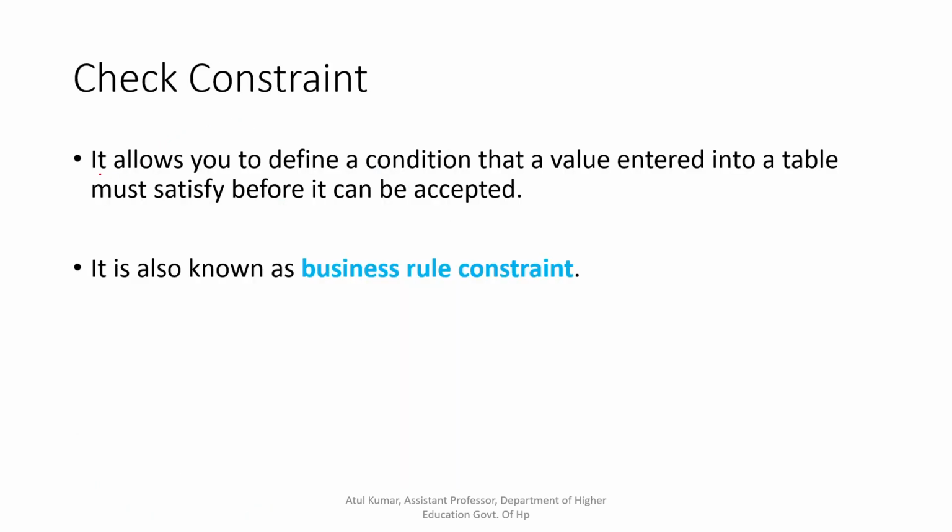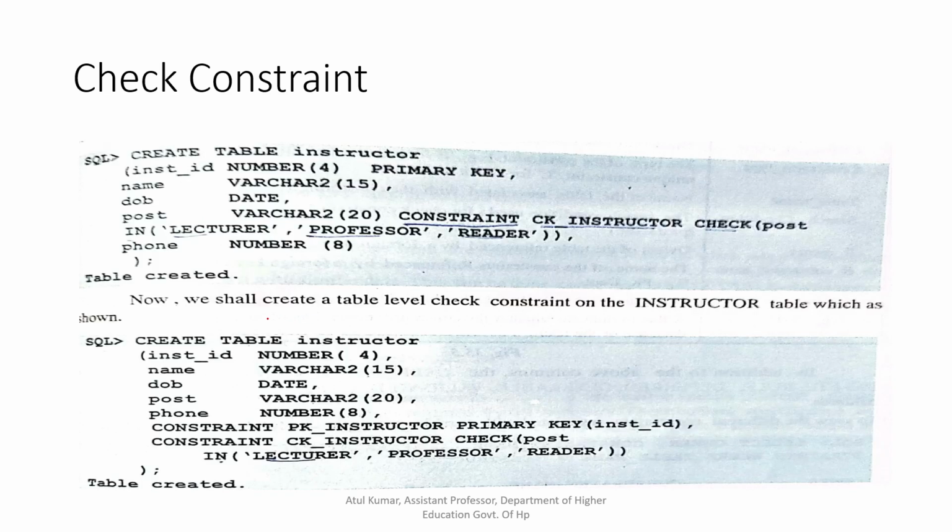Next important constraint, we have the check constraint. A check constraint allows you to define a condition that a value entered into the table must satisfy before it can be accepted. So it is also known as a business rule constraint. For example, here on the post column we have applied this check constraint ck instructor, and the syntax of the check constraint is like this.